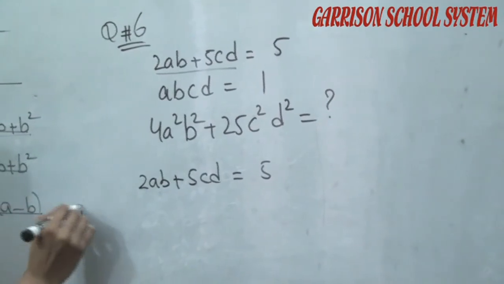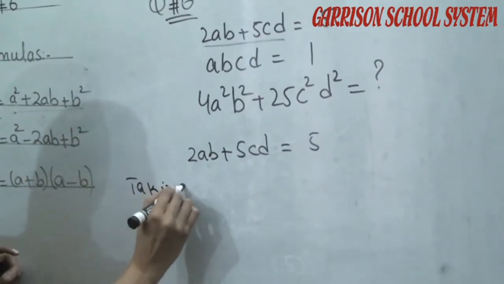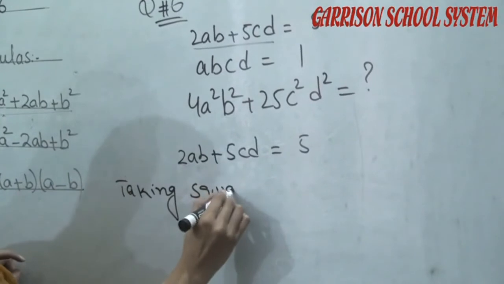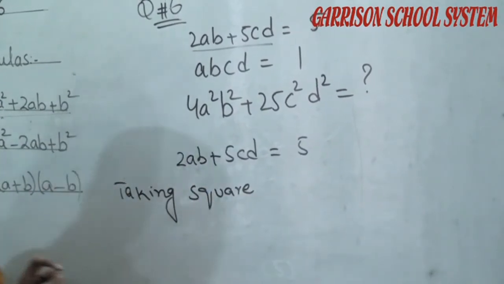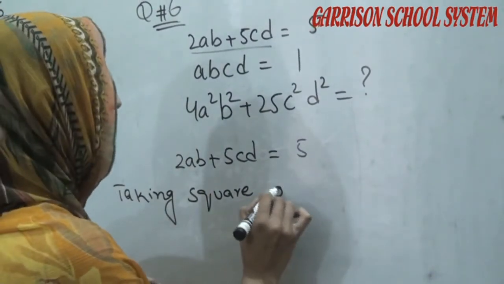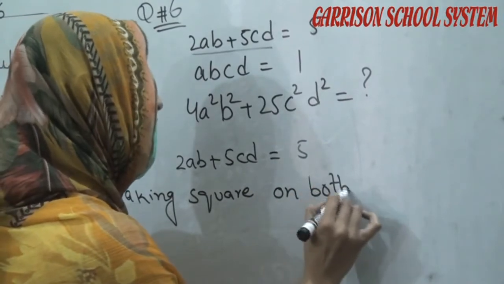But I have to take the square on both sides and open it by using the formula, by taking square on both sides.